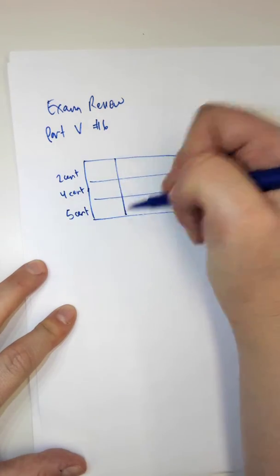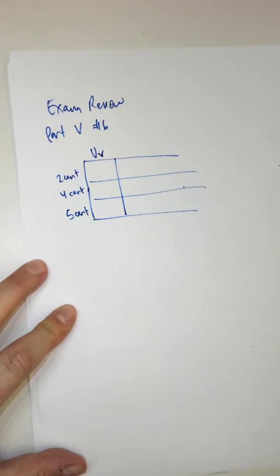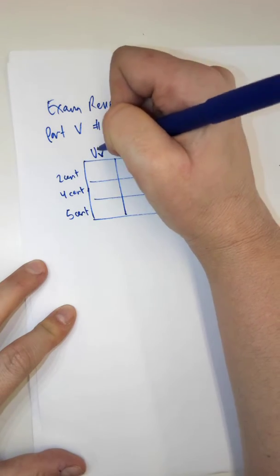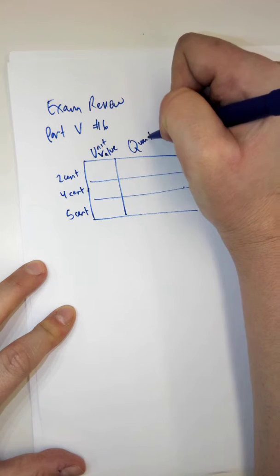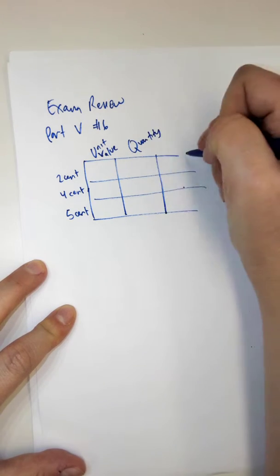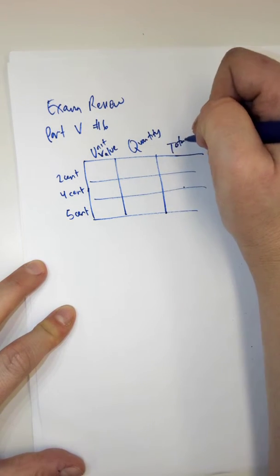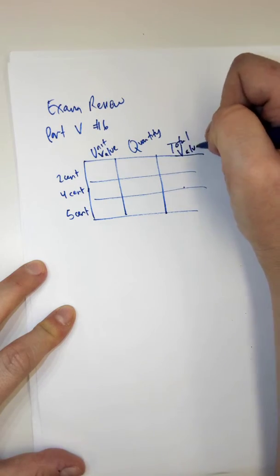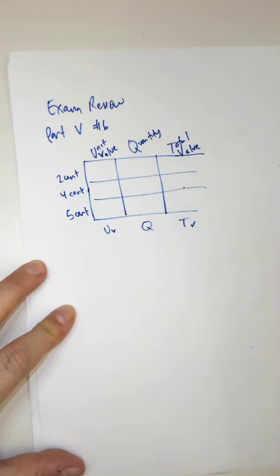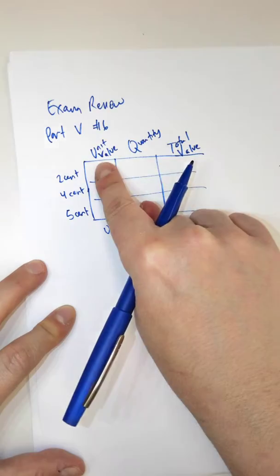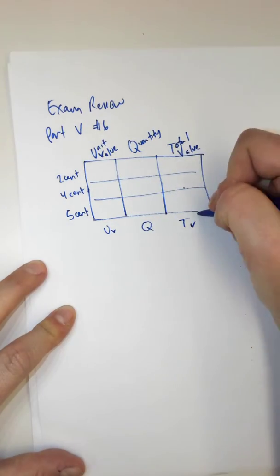And then I know my chart is unit value. Remember that stands for, I'm going to actually write it out, unit value, quantity, so that's the Q, and then we have total value. So we like to just write them as UV, Q, and TV for short, but you know that stands for unit value, quantity, total value. All right, let's do it.